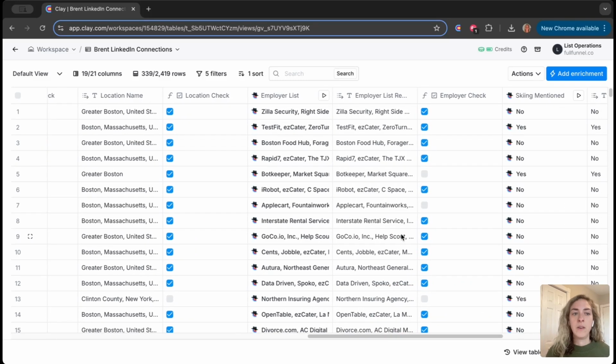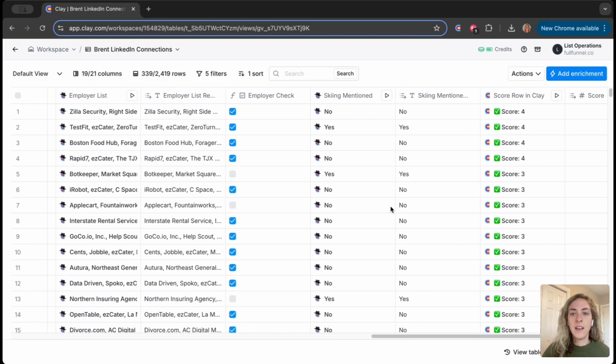We'll do the same thing with our employers. So we'll scrape their LinkedIn profile for all previous employers and then compare that list against the list of our personal previous employers to see where we might have worked for the same company. And then this last enrichment is where we can get really creative.